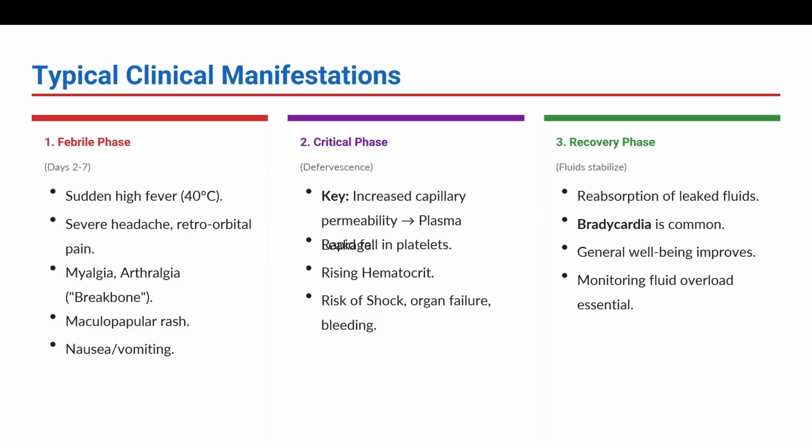The next is the recovery phase, around day 7 to 11 based on the clinical severity. There is reabsorption of fluids from the pleural and peritoneal cavities. There will be bradycardia in this phase. The general well-being improves, although the fatigue of dengue recovery may last one more week after the recovery phase. Monitoring for fluid overload is essential in this phase to prevent pulmonary edema.